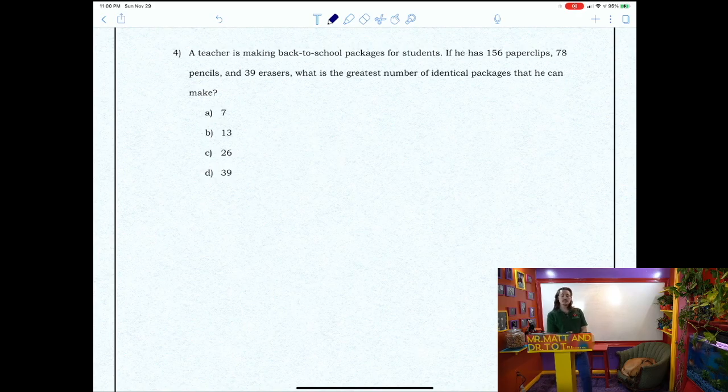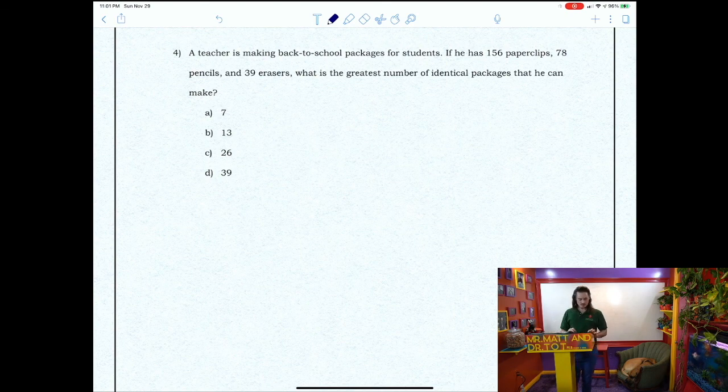So now, instead of taking values and expanding them forward, we're taking these values and protracting them back because we have to take these total sums and divide them into equal groups. So now we're looking at finding the GCF, the greatest number that each of these values of items can be divided by. That would represent the greatest number of identical packages that could be made. So we're going to take 156, 78, and 39 and factorize them.